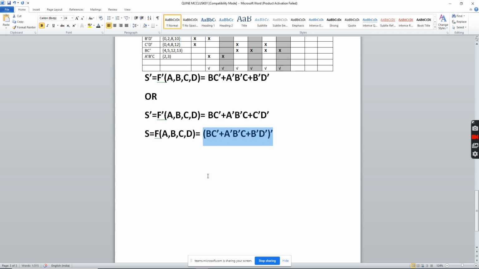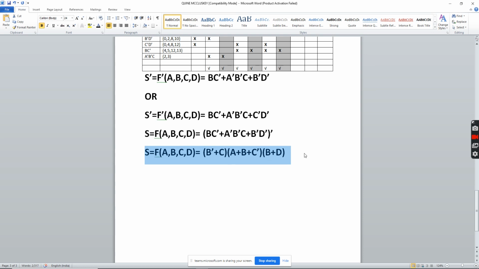So now what are the terms here? How will I write the expression? The expression will be S is equal to F of A, B, C, D, which is equal to, now I will write the equation, that is (B bar plus A bar plus C) into (B bar plus C) into (A plus B plus C bar) into (B plus C) into (C bar) into (B plus D). So this is my final expression.